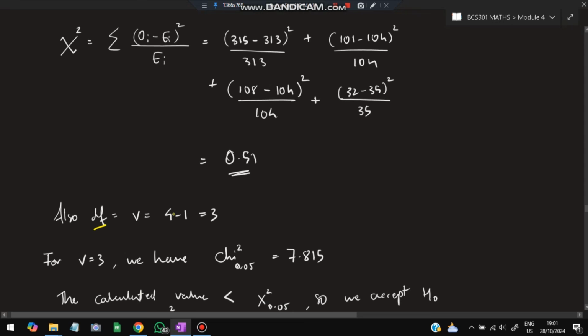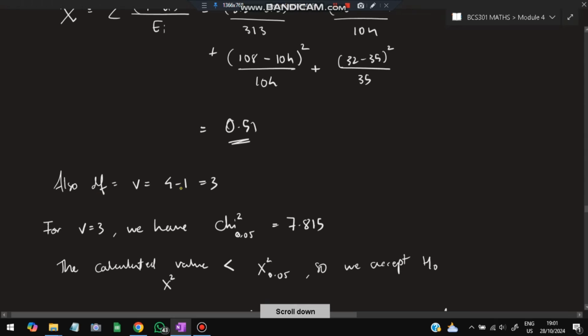Now the DF value is 3 here. So v is equal to 4 minus 1, you have to just write here. Now v is equal to 4 minus 1, which is equal to 3, df is equal to v. With v equal to 3, we have to find the chi-square value.